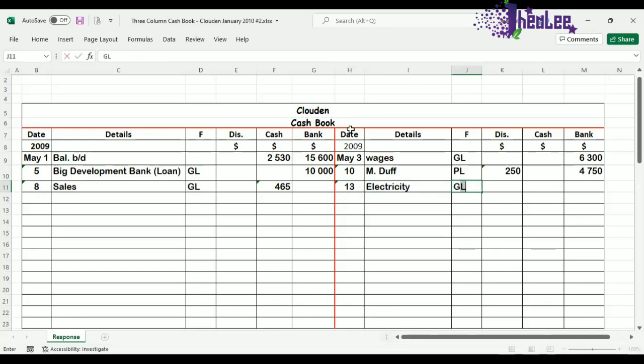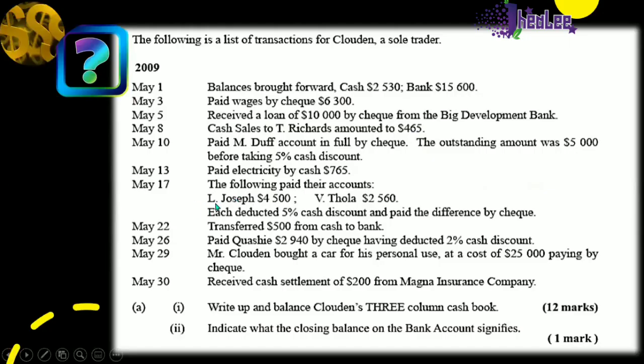Our folio is general ledger, and the payment was made by cash. So we're using the cash column, recording that in the cash account. Next transaction, May 17th. The following paid their accounts: L. Joseph, $4,500, and V. Tola, $4,560.